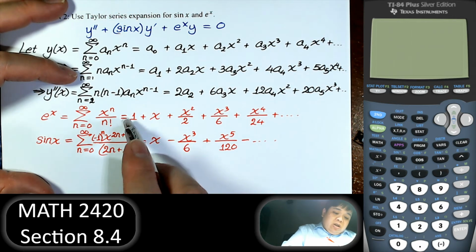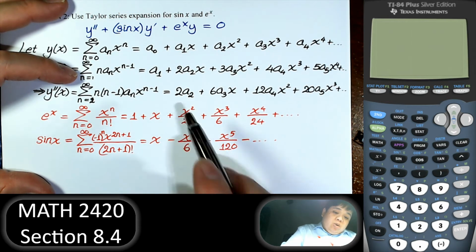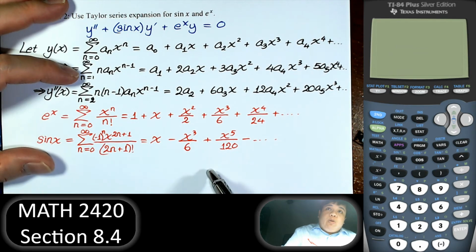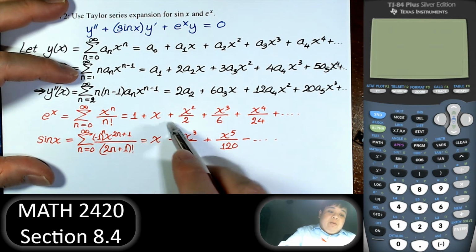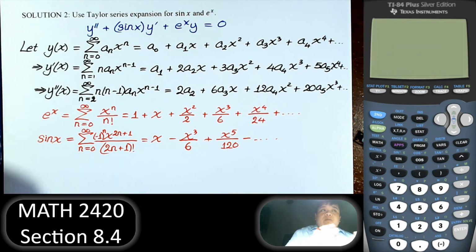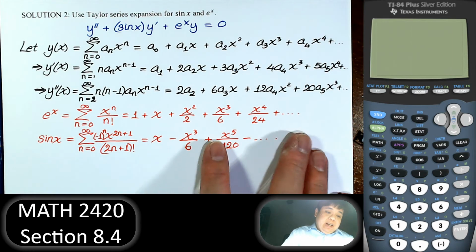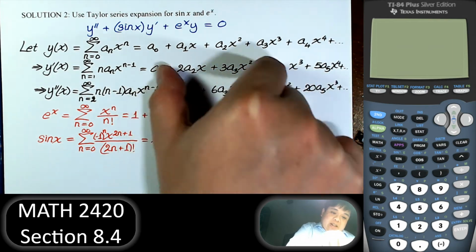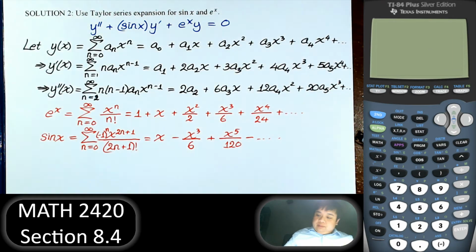The cosine function is going to be 1 minus x squared over 2 plus x to the fourth over 24, and so on. The cosine will have all the even terms, and the sign alternating, positive, negative, and so on. So that's what we have. Now put all of those series into the equation.